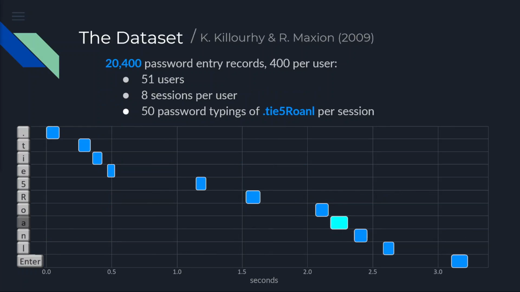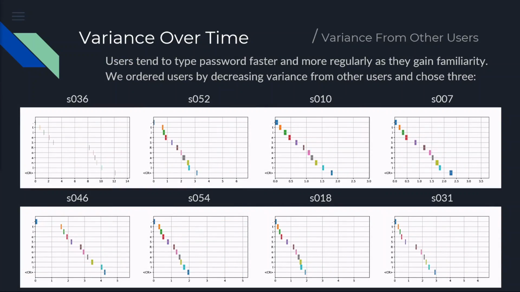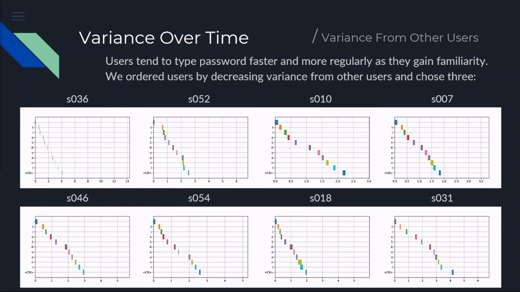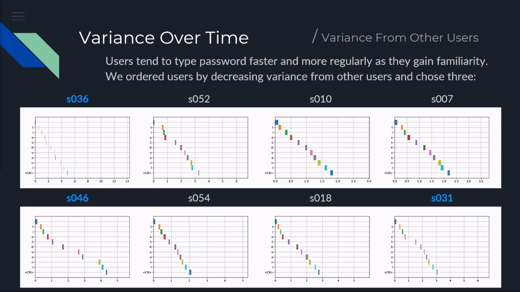To answer this, we first found our data set of over 20,000 password timings where everyone entered the same short password, .ty5ronald, don't ask me what it means. We wanted to investigate what the timings looked like, and since no other research gave any pictures, we created animations for each. These are a sample of the keystrokes with 3 specific users chosen: the most variant user, 36, the least variant, 31, and the middle variant, 46.